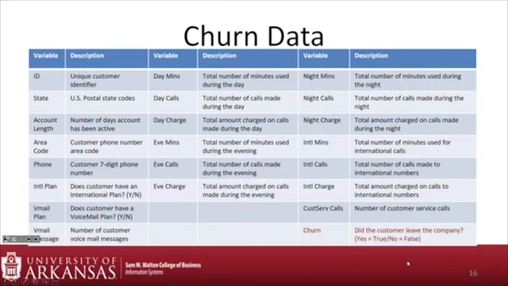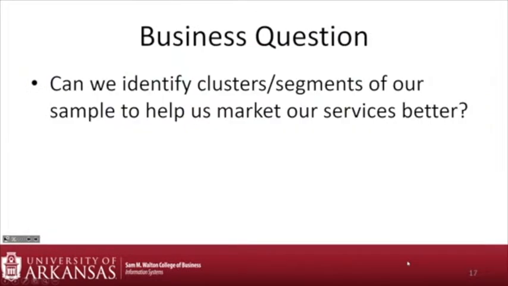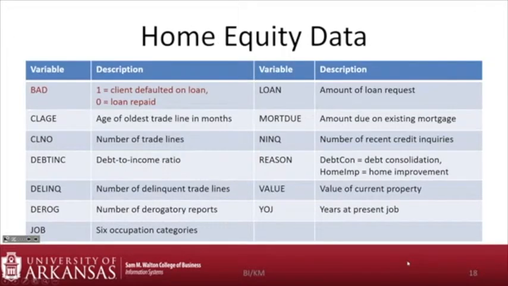Where we are: clustering. If we go back to your wonderful, you love it, churn data set, one of the things we could do with churn is, we can't really predict churn, but maybe we could group our customers into similar characteristics. Can we identify clusters or segments of our sample to help market our services better? We may not be able to predict churn, but if we find people who are grouped together and seem to have similar talking patterns, can we do something to help market our services better?